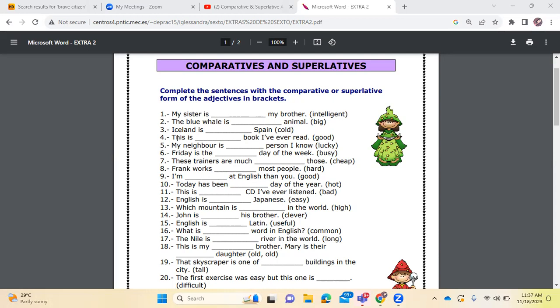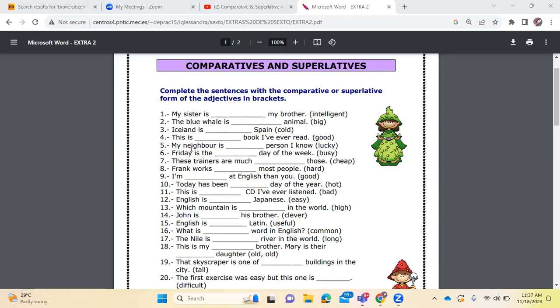Number 4. This is blank book I have ever read. So here there's only one. Only one book we are talking about. So it's not a comparison, therefore it's a superlative. The adjective they have given is good. The superlative form of good is best. So the answer should be, this is the best book I have ever read.